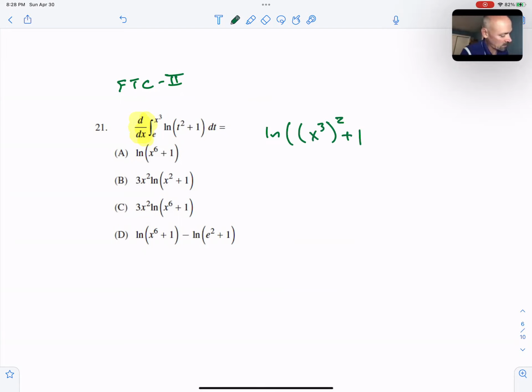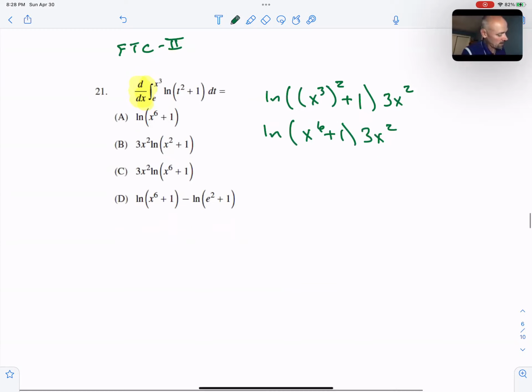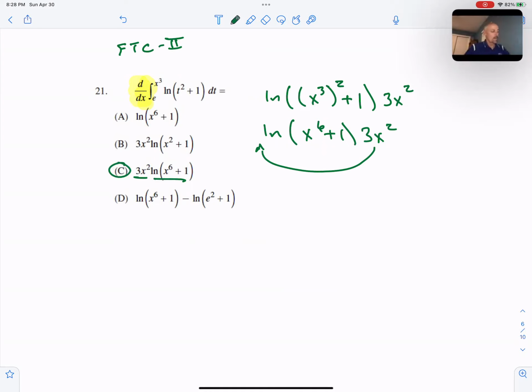But then I've got to remember that I've also got to multiply by chain rule d dx of x cubed, which is 3x squared. Now I know I've probably got a little simplification. So this is the natural log of x to the 6th plus 1, times 3x squared. It looks like we brought that 3x squared out front. So 3x squared, natural log of x to the 6th plus 1. Okay, answer C. All right, moving on.